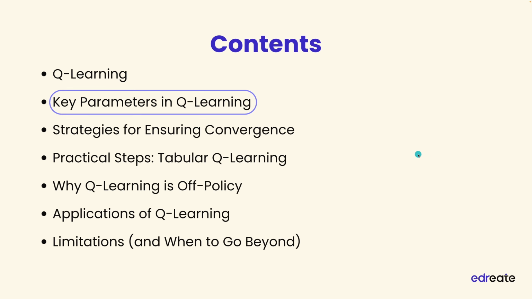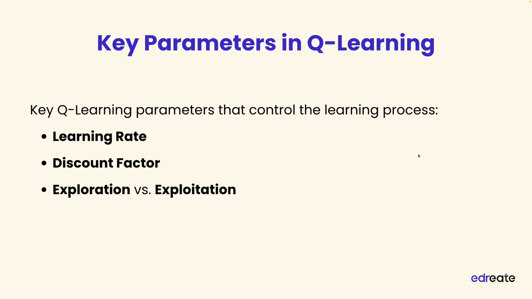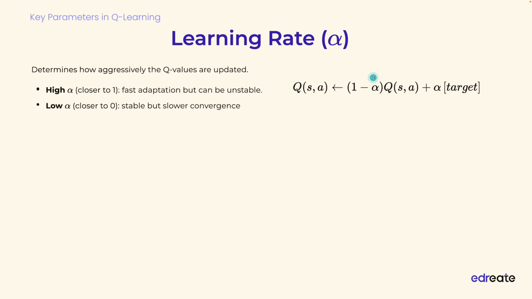Now let's talk about the key parameters in Q-learning that control the learning process. These parameters are very important and will dictate how good your Q-learning algorithm learns. The first one is learning rate. This determines how aggressively the Q values are updated.